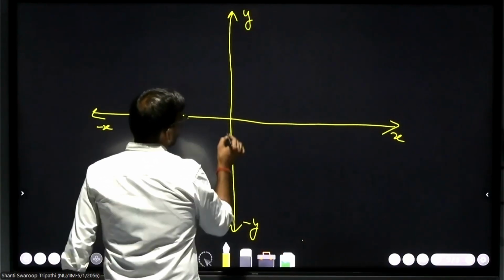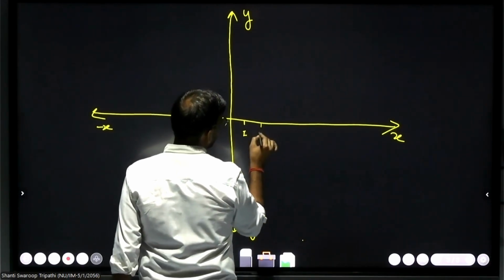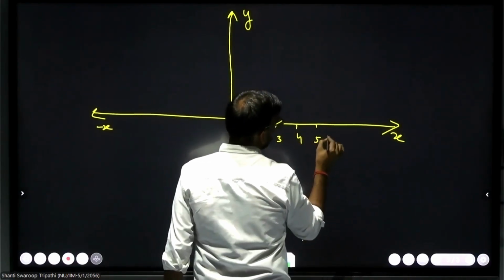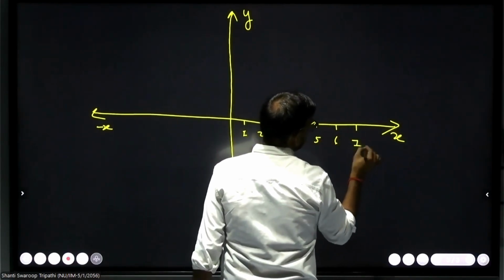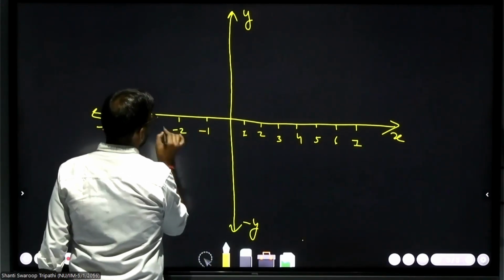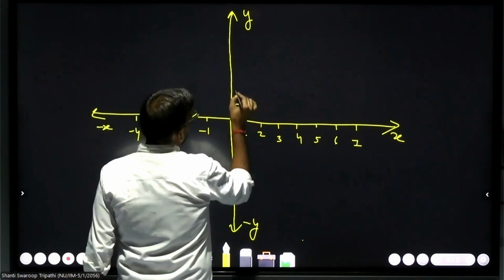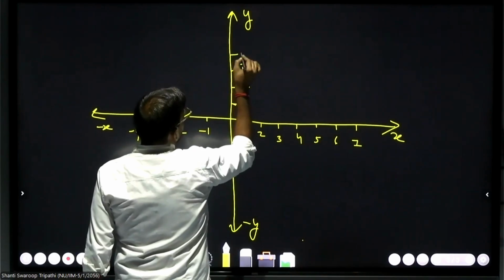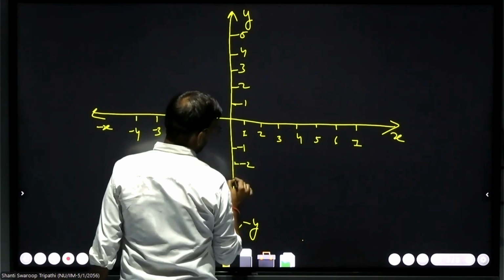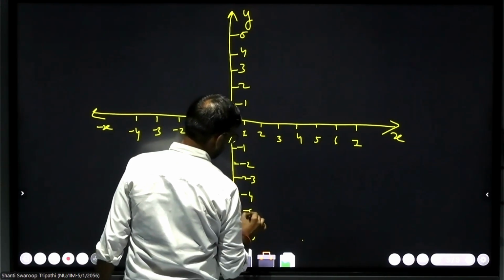So now, this is the origin. We are just making our divisions. This is 1, 2, 3, 4, 5, 6, 7, and so on. This is minus 1, minus 2, minus 3, minus 4. Similarly, it is going for 1, 2, 3, 4, 5 and for minus 1, minus 2, minus 3, minus 4, and minus 5.